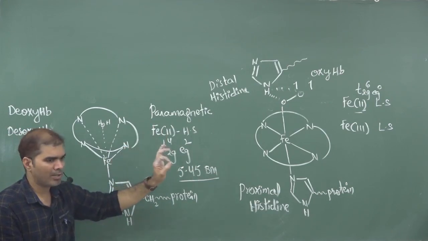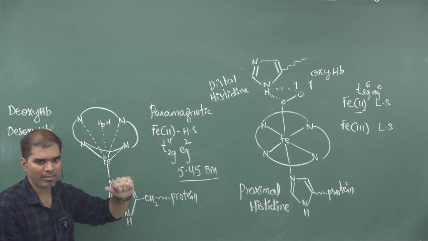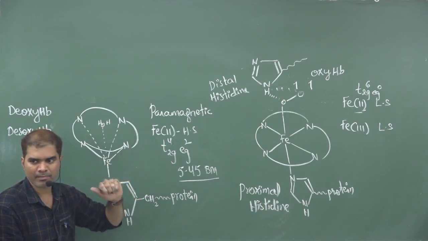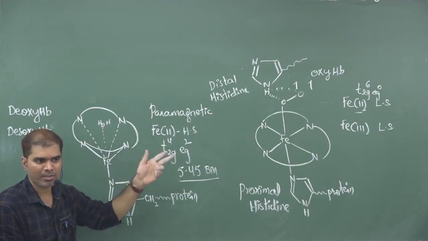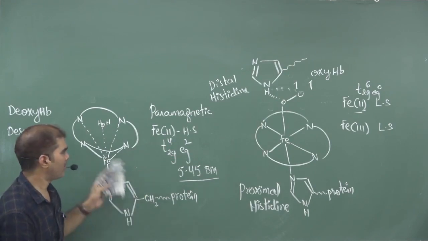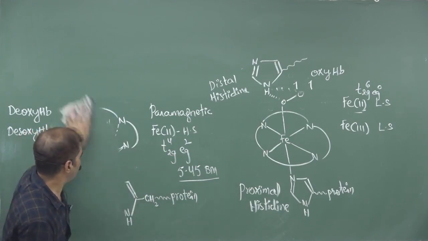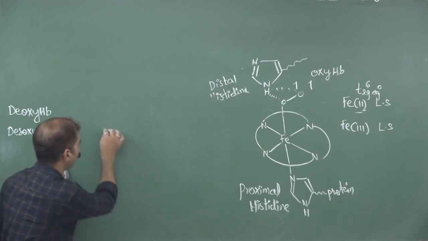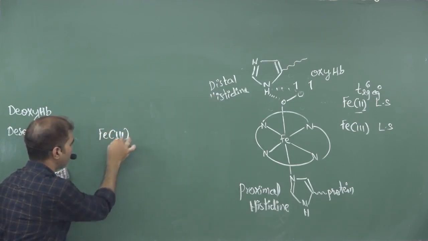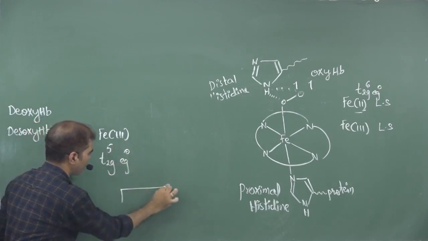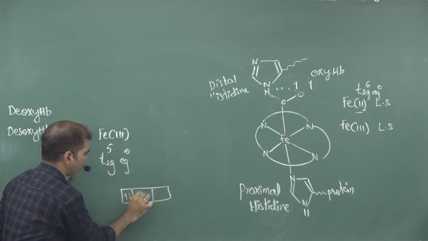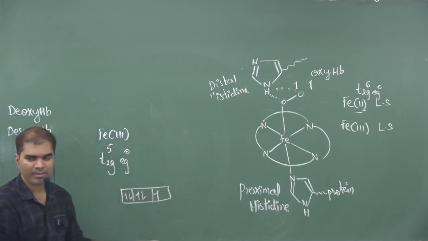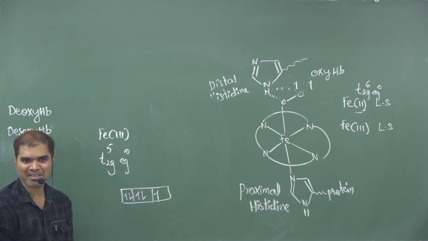If it is iron 3 low spin, then how many unpaired electrons? Iron 3 low spin is present. How many unpaired electrons must be there? Iron 3, t2g5. Now you have a problem. Is it paramagnetic or diamagnetic? But you are saying diamagnetic.